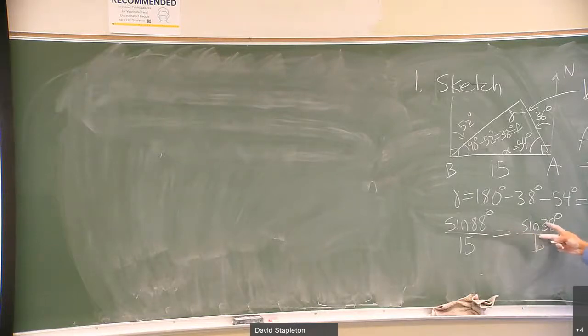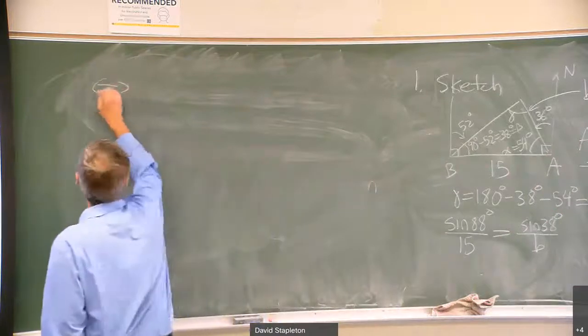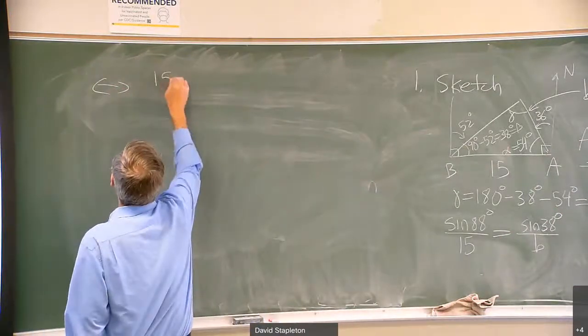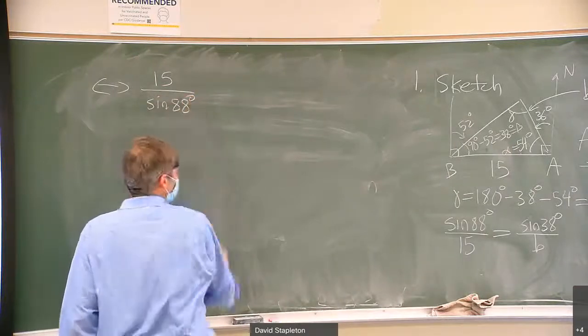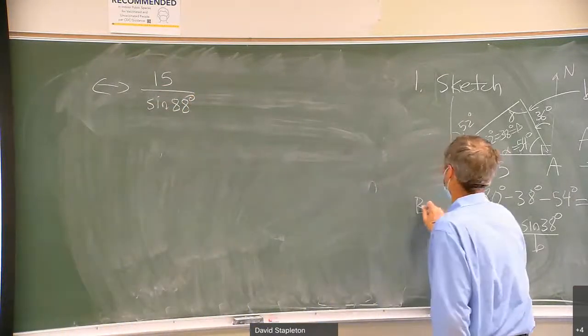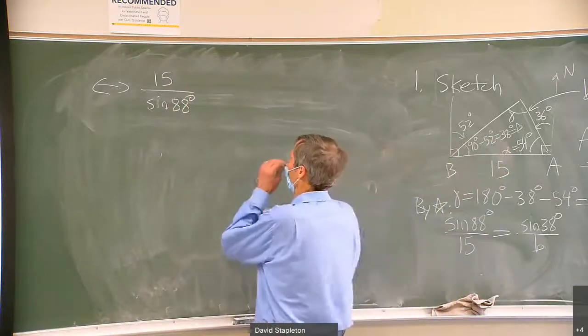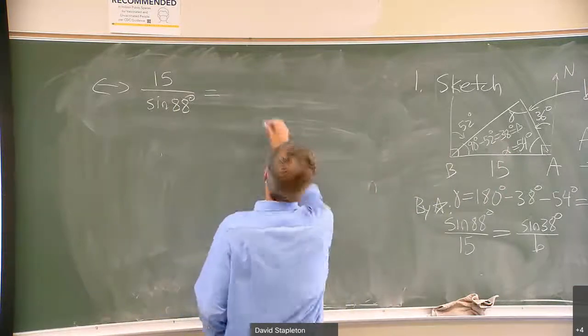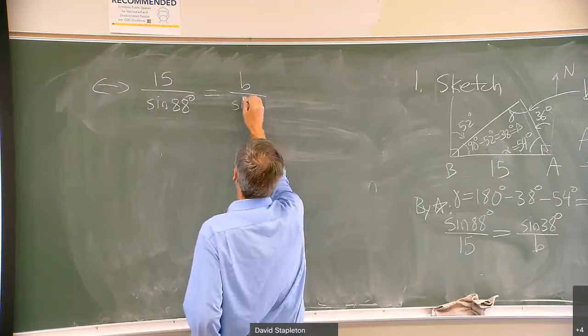Is to say if these two are equal, their reciprocals are equal, right? So I'll write equivalently 15 is to sine 88 degrees. And I should have put over here, this is star 5, the law of sines, one of the three equations. 15 is to sine 88 degrees as the reciprocal of the other. Over on the other side, B is to sine 38 degrees.